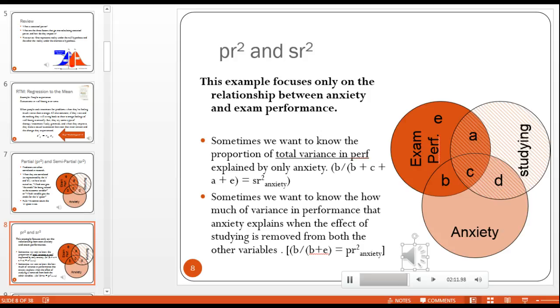So we're ignoring any variance that is attributable to studying, which is the A and C variance.